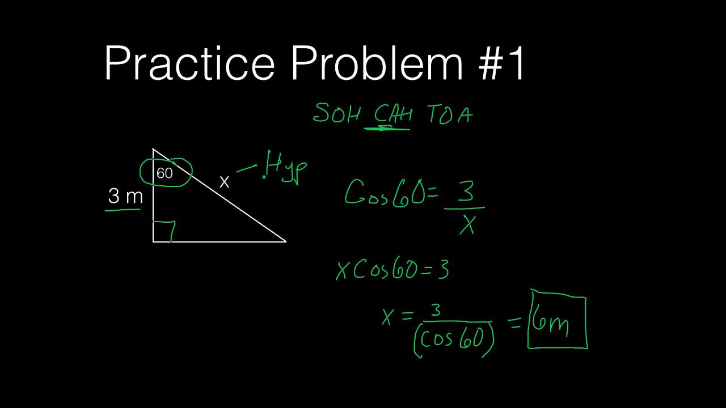And that makes sense. It's always a good idea to make sure that the answer that you get makes sense. Our one side was 3 meters. Our hypotenuse is always the longest, so a hypotenuse of 6 meters in this case seems reasonable.